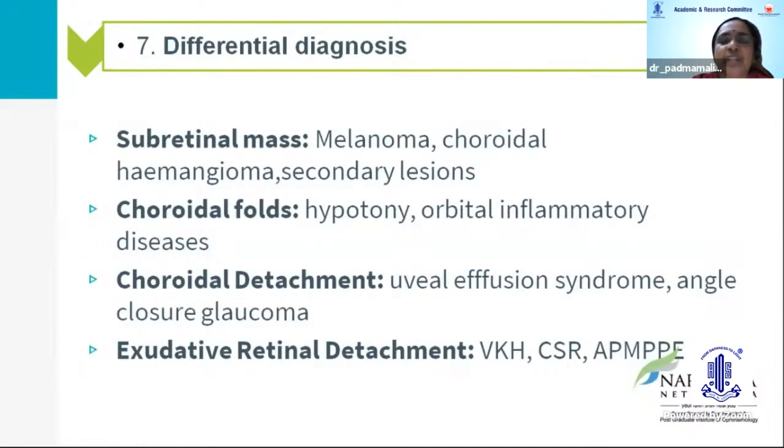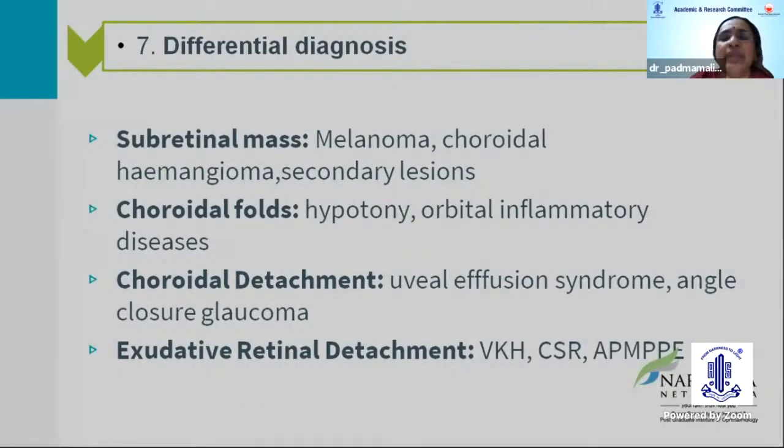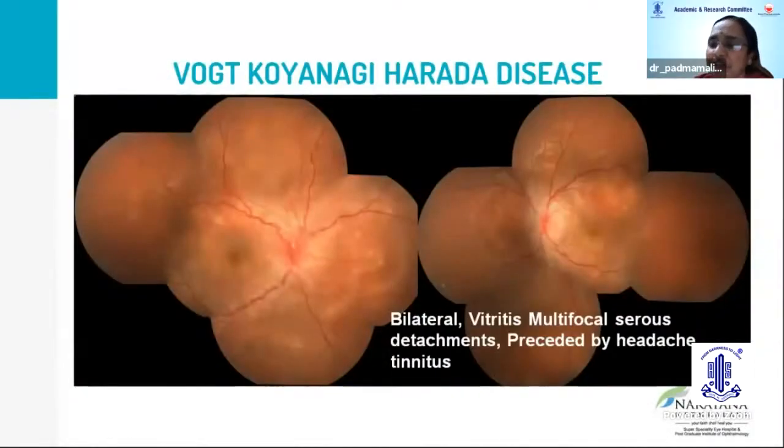If you have subretinal mass-like lesions, it has to be differentiated from melanoma, where we order MRI, or other tumors like choroidal hemangiomas and secondary lesions. If we have choroidal folds, hypotony can cause them, or orbital inflammatory diseases. Choroidal detachment is seen in uveal effusion syndrome or angle closure glaucoma. If you have exudative retinal detachment, it has to be differentiated from VKH, CSCR, or APMPPE. Here is a case of VKH. How are we going to differentiate?